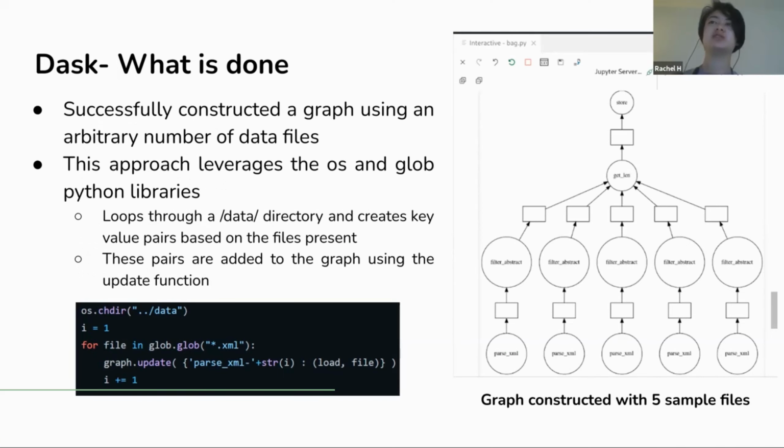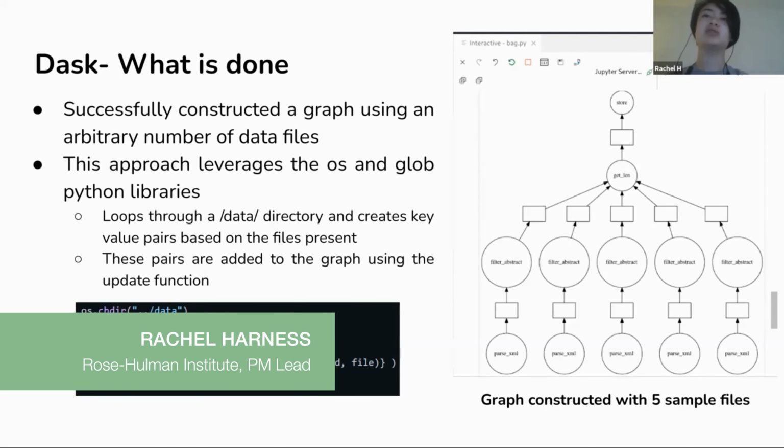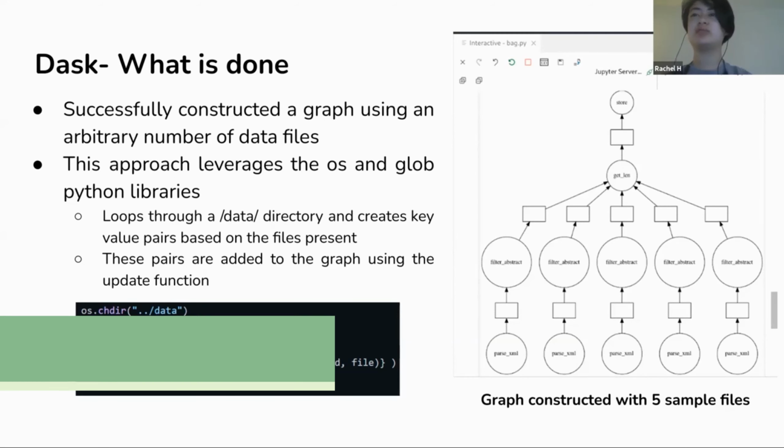It uses the OS and the glob Python libraries by looping through a data directory and creating key value pairs based on the files present. Then those pairs are added to the graph using the update function.